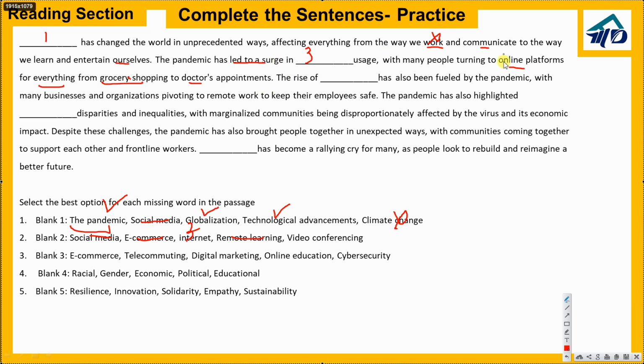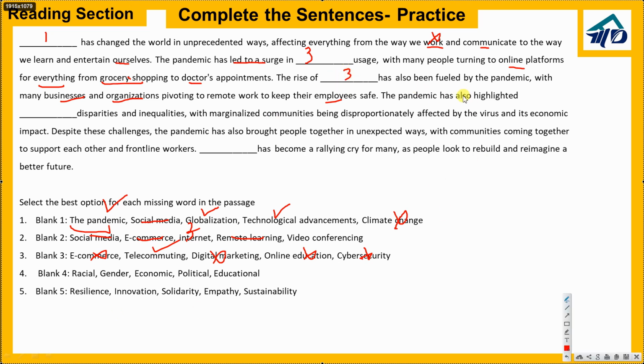The rise of Dash has also been fueled by the pandemic, with many businesses and organizations pivoting to remote work and to keep their employees safe. So they are talking about companies here. The rise of e-commerce. Because of e-commerce they want to keep their employees safe? No. The rise of telecommuting, yes. Business organizations, then remote work, it can be. Digital marketing, no way. Online education, no. Cyber security, no. They did not discuss any cyber fraud here, so all are eliminated. I am going with number three. So here also number third.